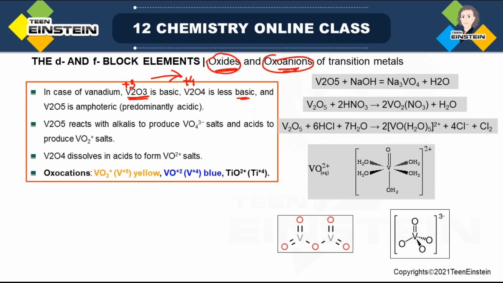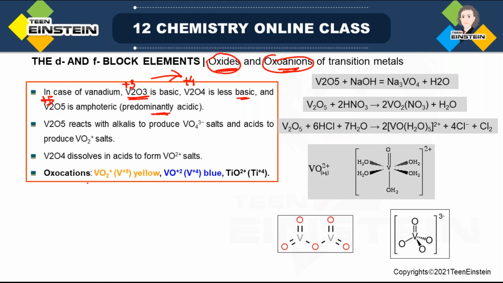And the next oxide, which is V2O5, here the oxidation state is +5, and this is amphoteric. So see how the nature is changing. When you are moving from V2O3 to V2O4 to V2O5, gradually it is becoming basic to less basic to amphoteric. But sometimes it may act as predominantly acidic, because amphoteric means what? It can behave both as basic as well as acidic, but it is predominantly acidic.